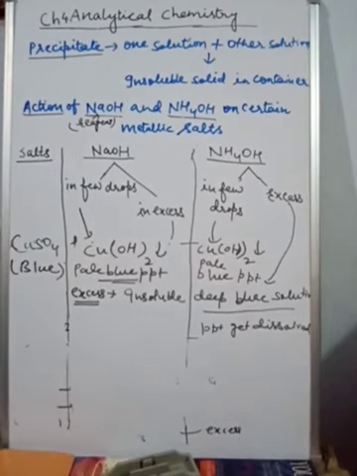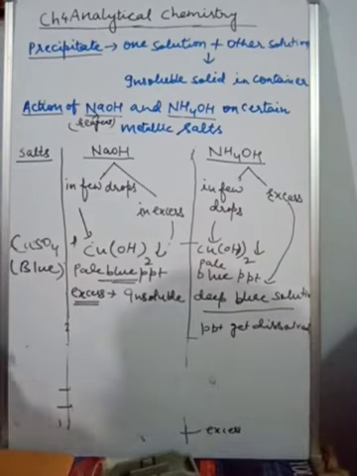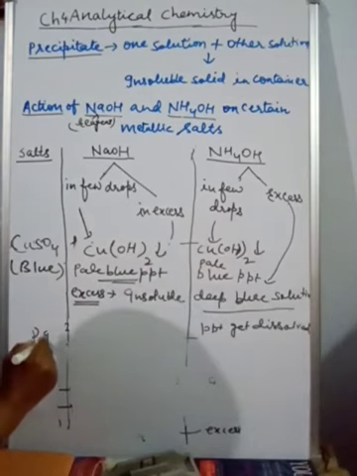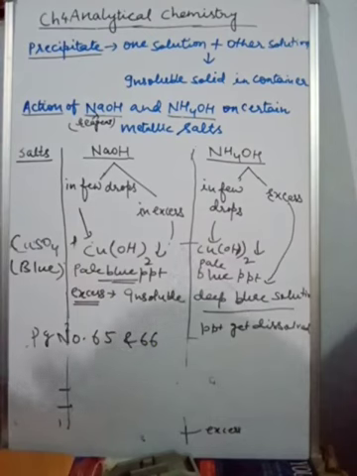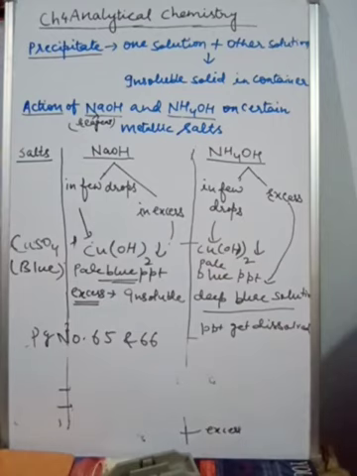Now next is zinc salt. But regarding zinc and lead, we will discuss in the next module. For today, that's all, and I will suggest you go through book page numbers 65 and 66, in which two tables are given regarding the action of sodium hydroxide and ammonium hydroxide on different metallic salts. Reactions we will do in the next part.